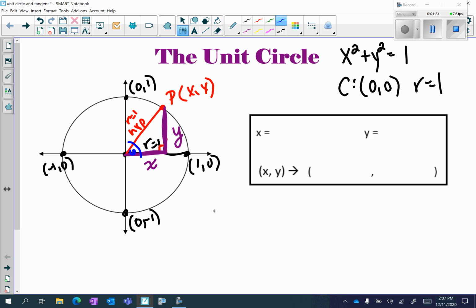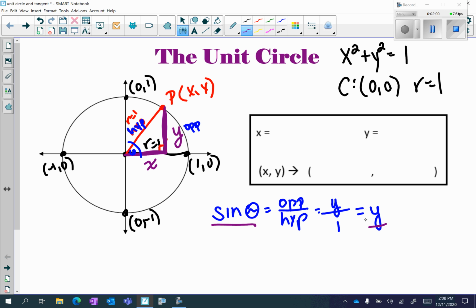So if I find sine of theta, that's opposite over hypotenuse. Here's my opposite. Here's my hypotenuse. Opposite is y, hypotenuse is 1, which is really just y. So the sine of theta is y.